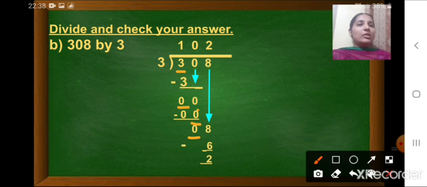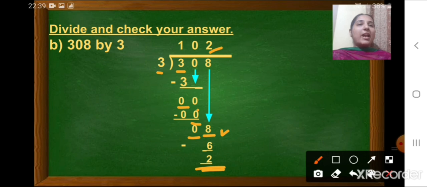Now we'll bring down the next number, which is 8 here. So we'll bring that digit down. Now 3 how many times will give us 8 or less than 8? 3 1 times is 3, 3 2s are 6, 3 3s are 9, which will be more than 8 here. So how many times? 3 2 times. So 3 2s are 6. Now we'll subtract. So 8 minus 6 will give 2 here.